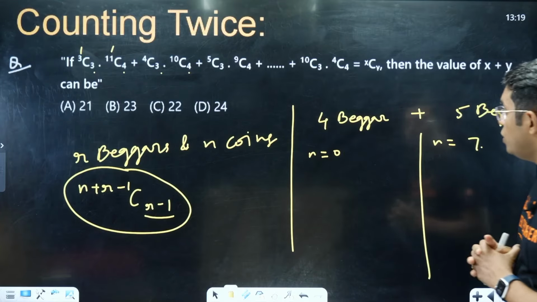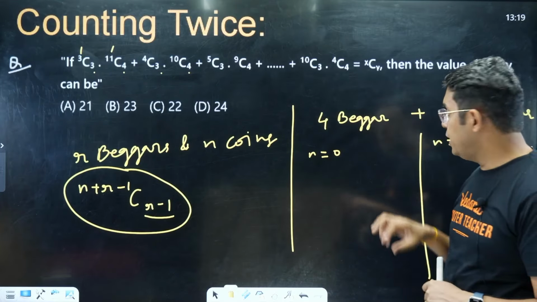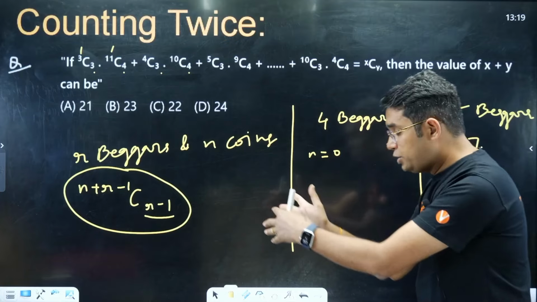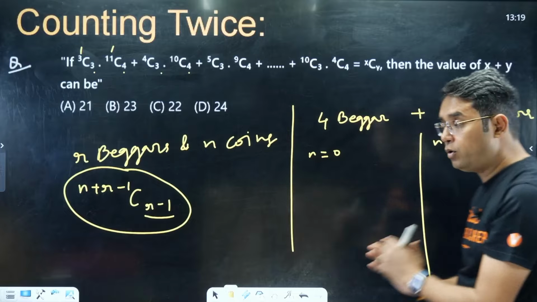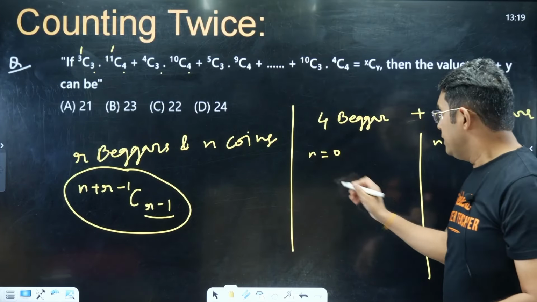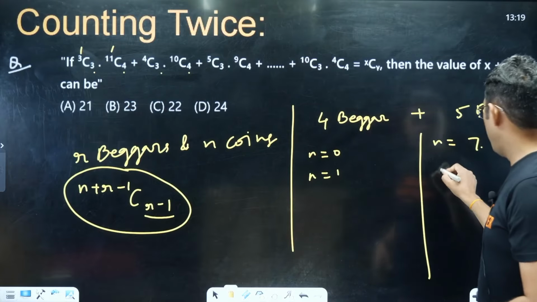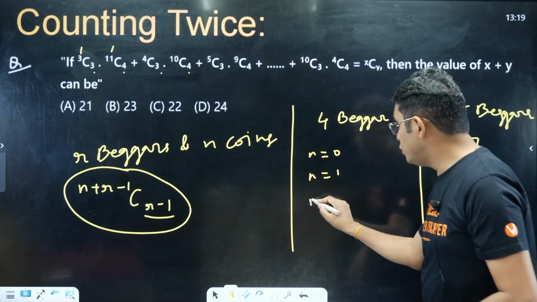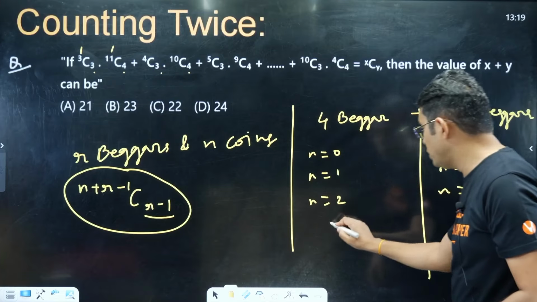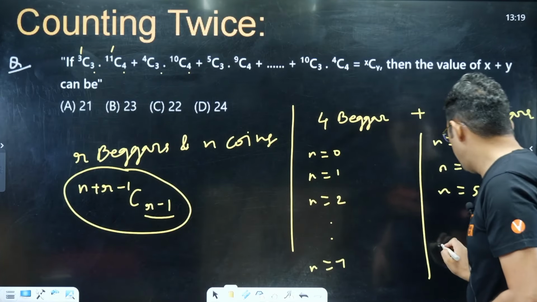Yeah, correct. So in the first case, what I'm doing, I'm giving 0 coins to the 4 beggars of one side of the road, 7 coins to the 5 beggars on the other side of the road. Then I'm giving n equal to 1, n equal to 6, and so on. N equal to 2, n equal to 5, and so on. N equal to 7, n equal to 0.